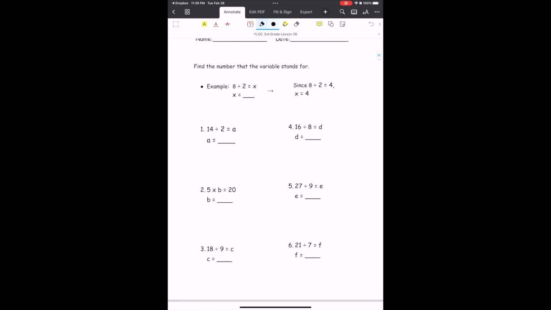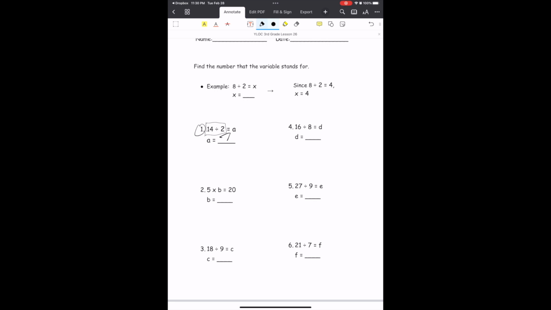So let's start off with number 1. 14 divided by 2 is equal to A. I know these letters might freak you out, but just pretend they're not there. Let's just do what's 14 divided by 2. Well, 14 divided by 2 is 7. So A would be 7.